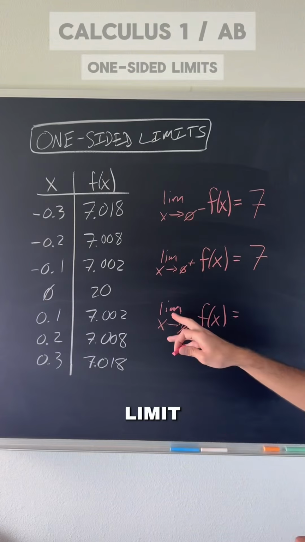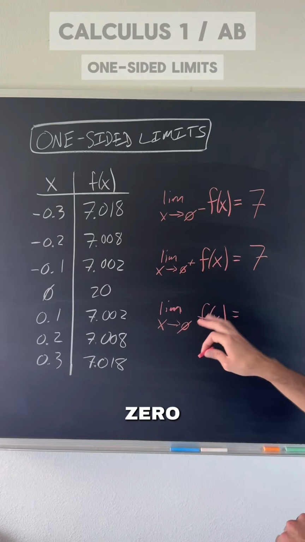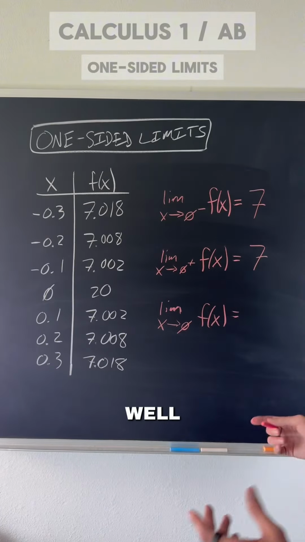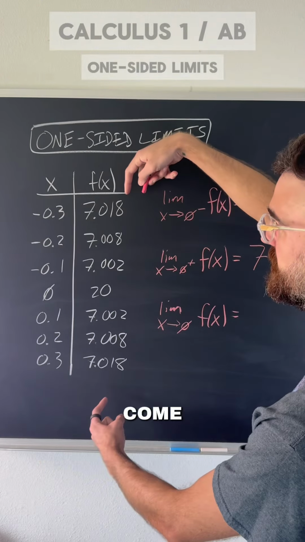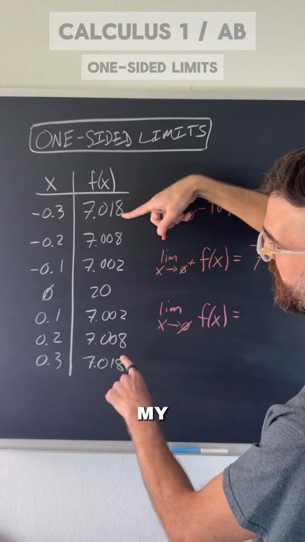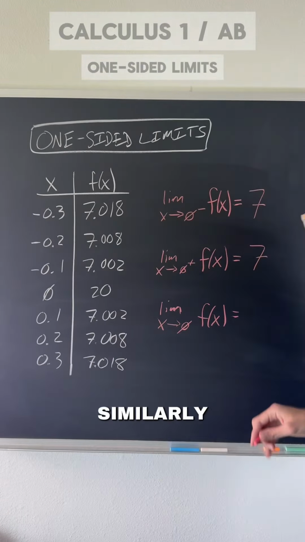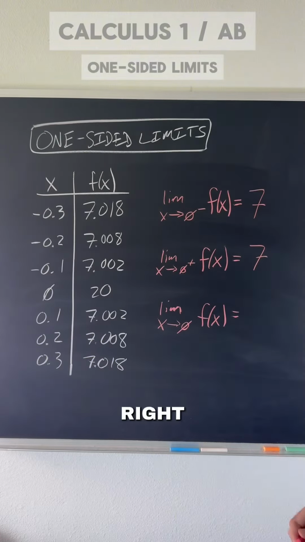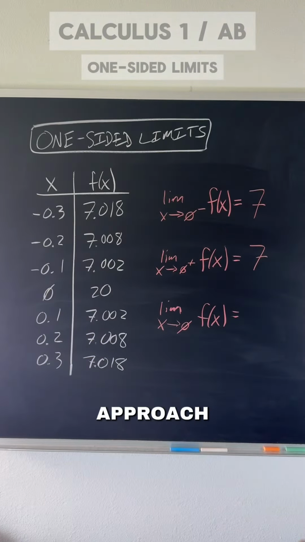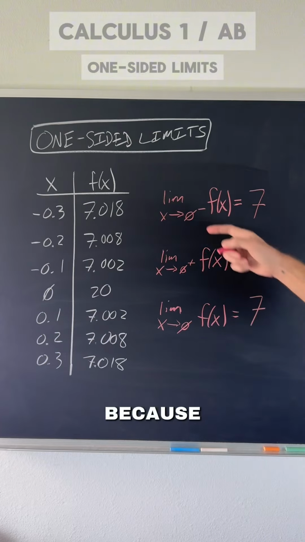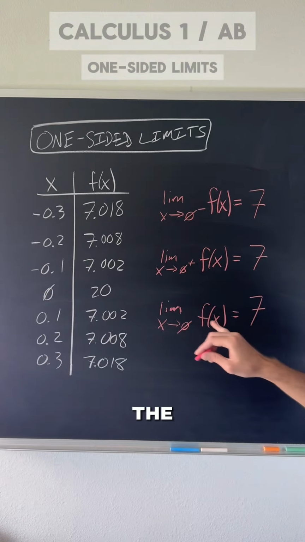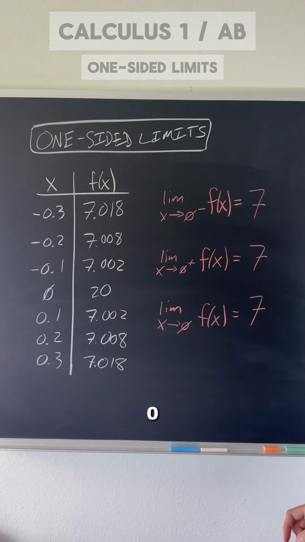Now we look at our final limit, which is the limit of f of x as x approaches 0. So this is a two-sided limit. Well, from the table, it's pretty obvious that as I come from the top and the bottom, both of my y values are approaching 7. Similarly, if we looked at the limit from the left and the right here, we would have already known that we approach 7 from both sides. Therefore, because these two are equal to one another, we know that the limit of f of x as x approaches 0 would equal 7.